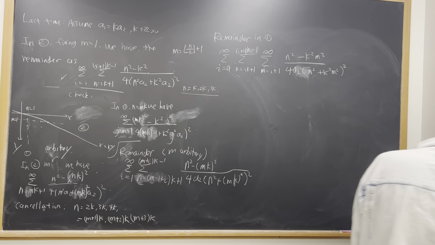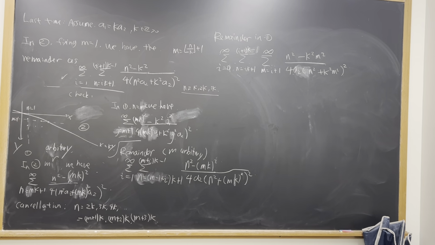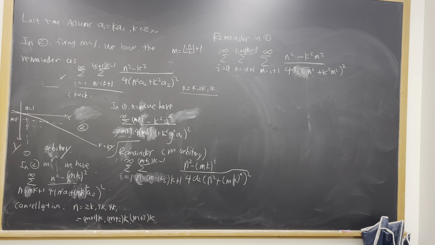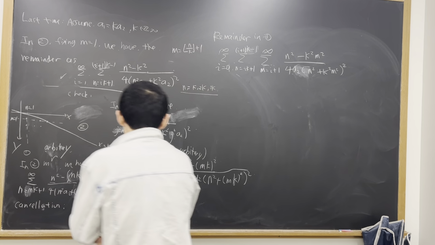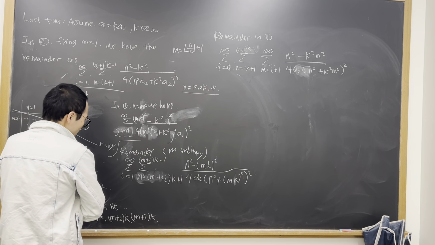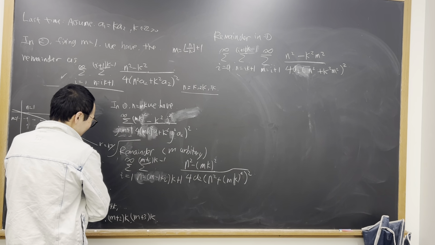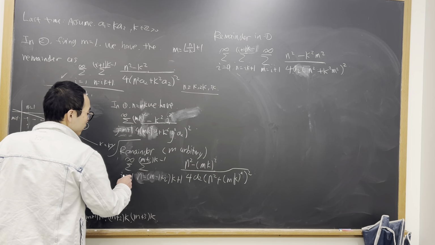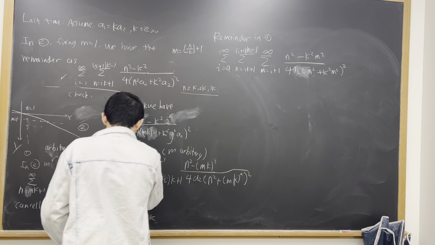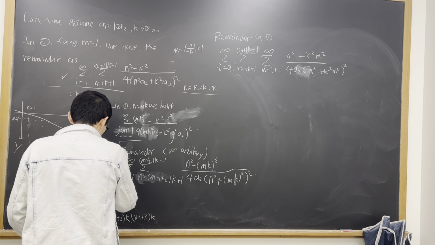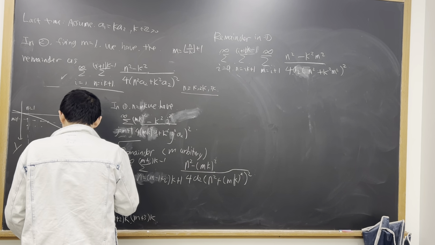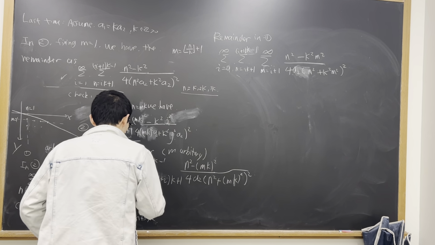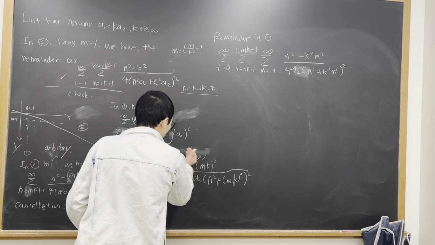So now, so here, so this is for a fixed m, right? So when we sum over the m, so m from 1 to infinity, so this is the remainder in 2.